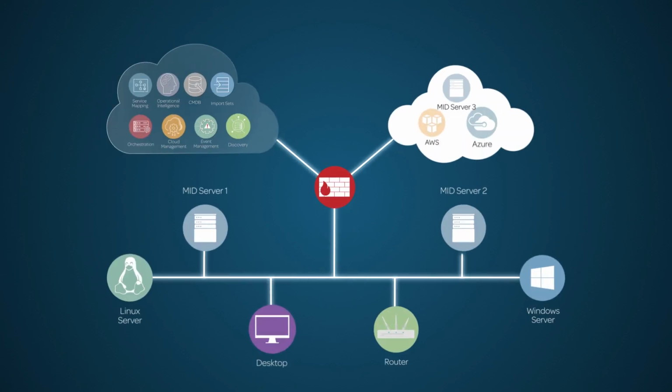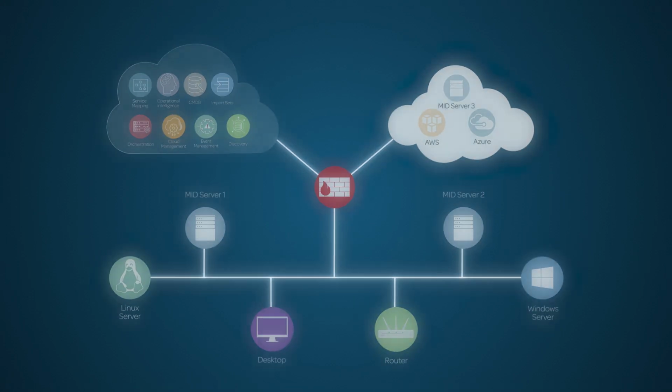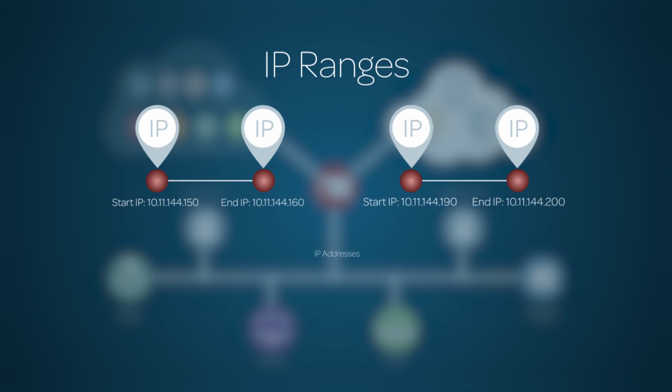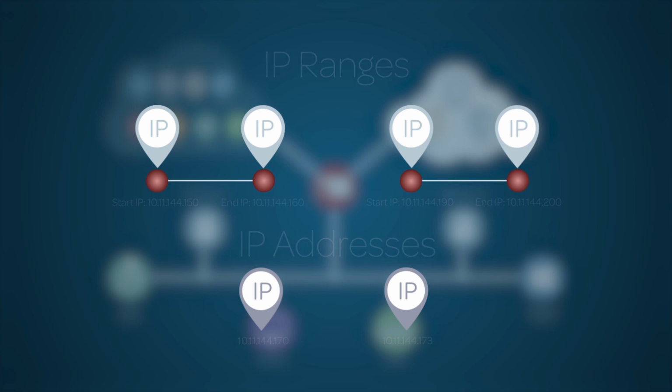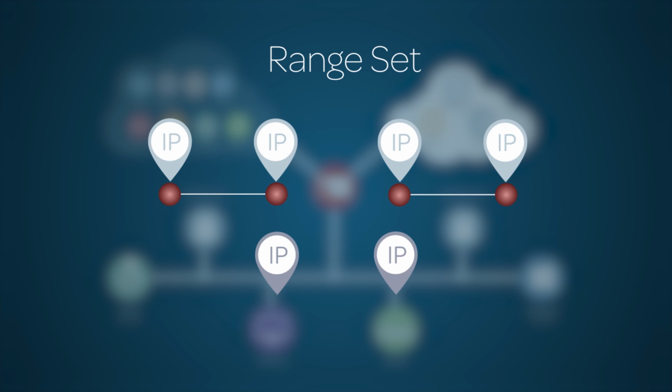Now that you're ready to set up Discovery, you need to determine the IP ranges and IP addresses on your network that you want to include in Discovery. But first you need to understand the IP ranges in your environment that are reachable by your mid-servers. ServiceNow can do this for you using the mid-server IP range auto-assignment feature. In a complex network, it's a good practice to group IP ranges into range sets. Discovery does not scan anything outside of these ranges assigned to a schedule.